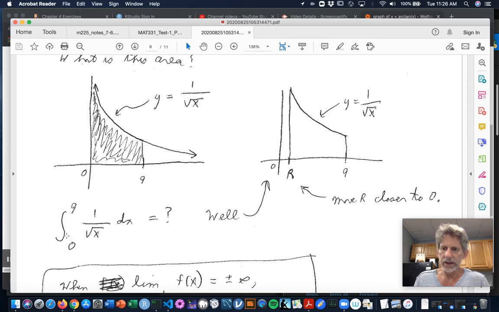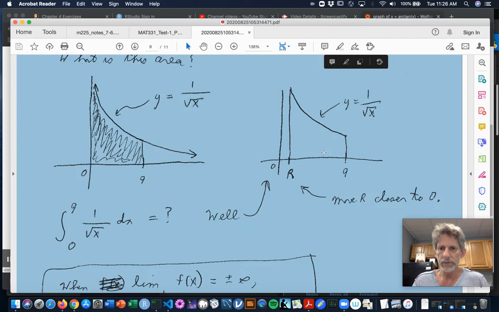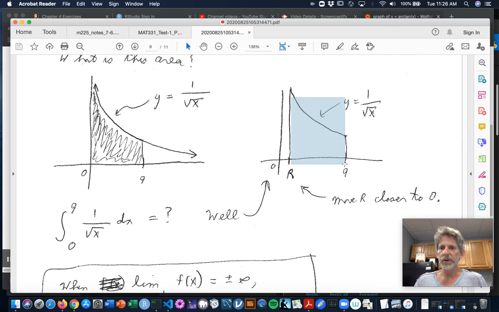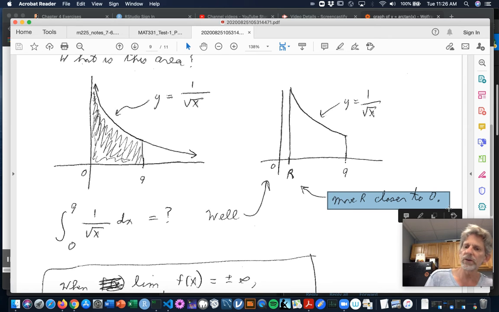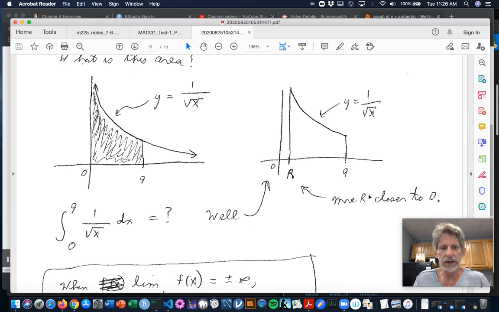The idea for treating it is very similar. You sneak up on what's improper. What's improper here is this bound of 0. Look at the area underneath 1 over square root of x, not from 0 to 9, but from r to 9, where r is some number that's a little bigger than 0. That shaded area you could find the regular way, and now you just have to move the r closer and closer to 0. R will be positive, but you move it closer down to 0, and you take the limit of the areas you get.